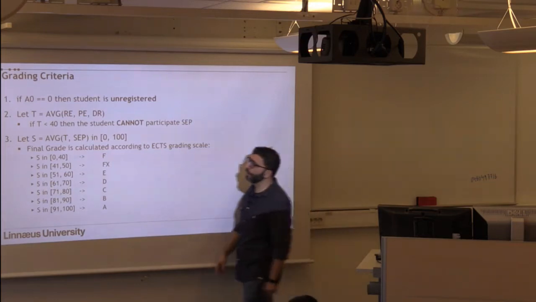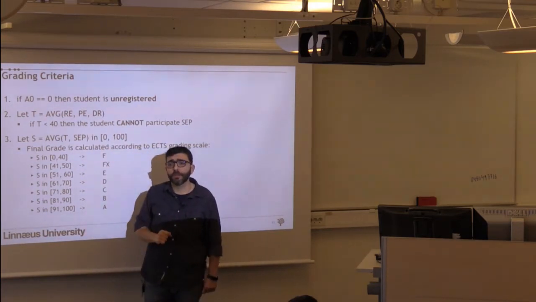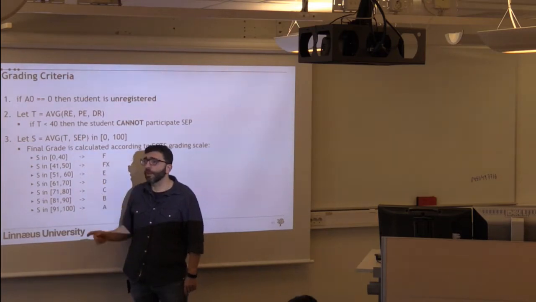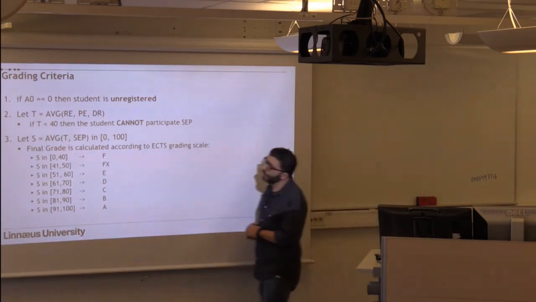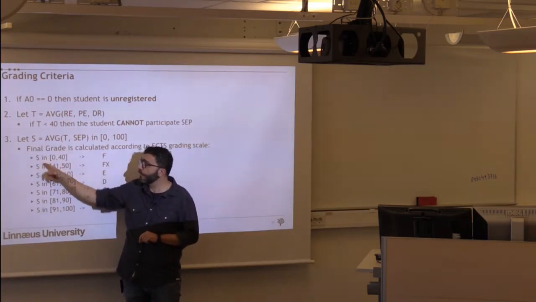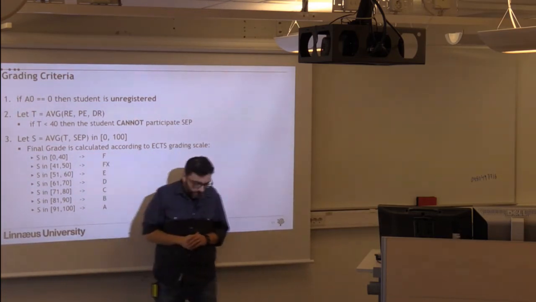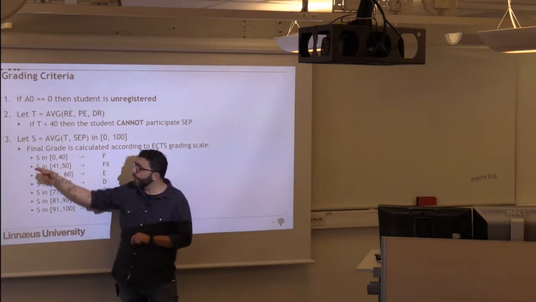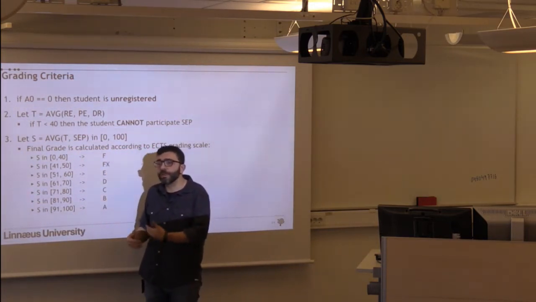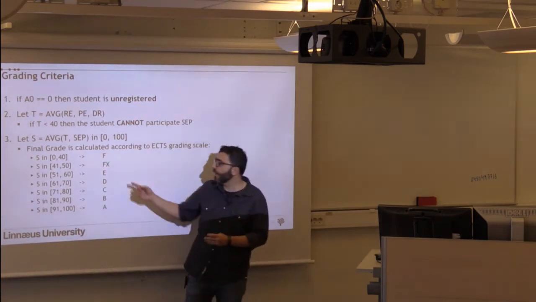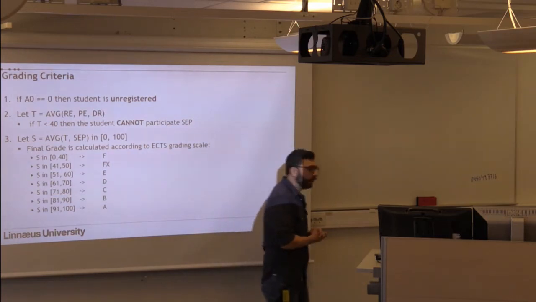Then the final grade would be the average between what you got as an average from the assignments and the score that you get in the software engineering project. If this average belongs to the 0-40 interval, then you fail. If this score is between 41 and 50, then you fail, but you have the possibility to improve the project and pass the exam. And then you have E, D, C, B, and A for all the other intervals.